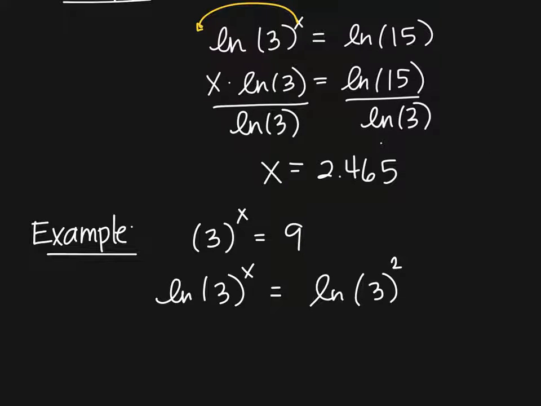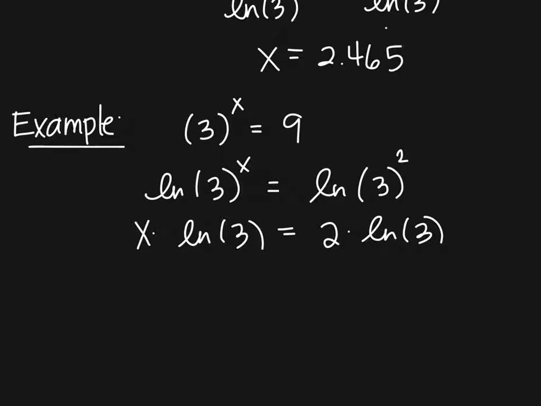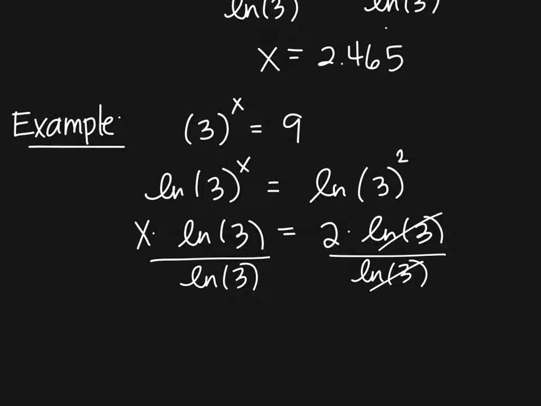Because now I can kick two things to the front. What gets kicked to the front on the left? What gets kicked to the front on the right? So I'll have x kicked to the front of ln 3, and I'll have 2 kicked to the front of ln 3. How do I get x by itself? Divide by ln 3. And what happens? You don't need a calculator. The ln 3's reduce, and I'm left with x by itself and 2 by itself.